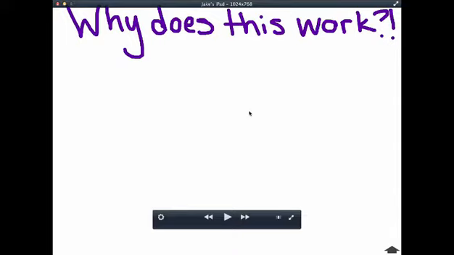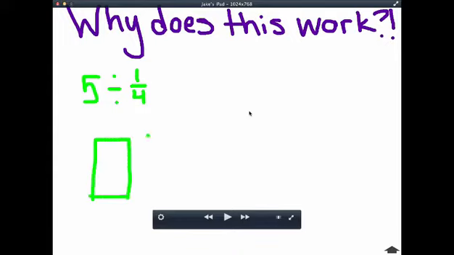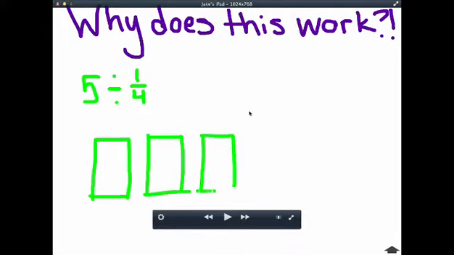Let's try another one. Say this time we have 5 containers, and I want to know how many servings of 1/4 I can fit or get out of 5 containers. So I'm going to draw my pictures down here again. 5 containers.